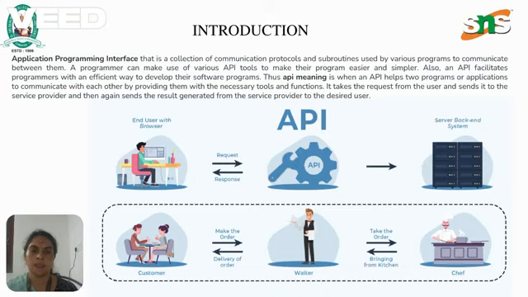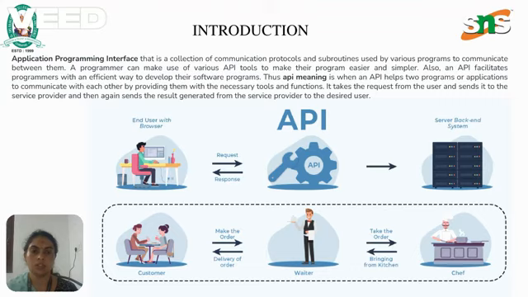Thus, an API helps two programs or applications to communicate with each other by providing them with the necessary tools and functions, and it also takes the request from the user and sends it to the service provider, and then again sends the results generated by the service provider to the desired user.